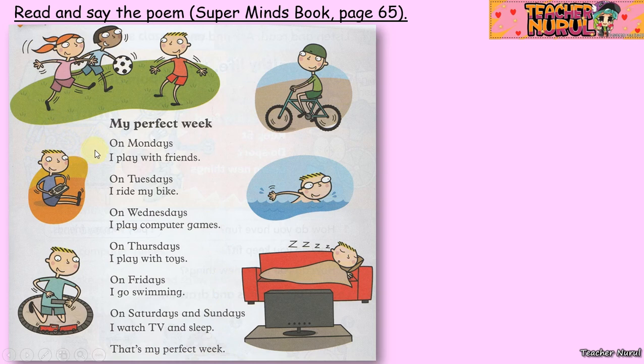Let's go through line by line. My perfect week. Basically, we are talking about this boy here. He's talking about his week, about his activities that he did for the whole week. Look here. First, on Mondays, I play with friends. He plays with friends. On Tuesdays, I ride my bike.